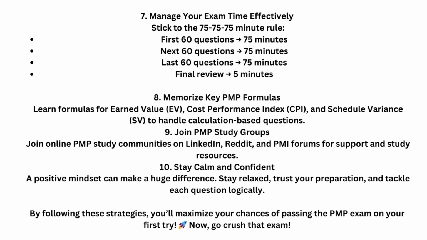7. Manage your exam time effectively. Stick to the 75-75-75 minute rule. First 60 questions, 75 minutes. Next 60 questions, 75 minutes. Last 60 questions, 75 minutes. Final review, 5 minutes. 8. Memorize key PMP formulas. Learn formulas for Earned Value (EV), Cost Performance Index (CPI), and Schedule Variance (SV) to handle calculation-based questions.